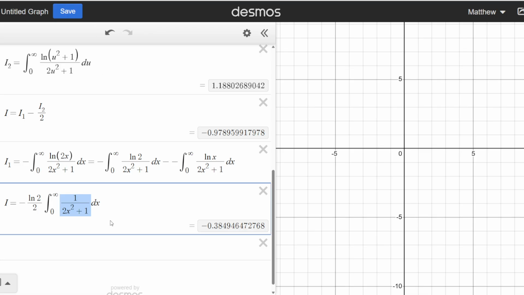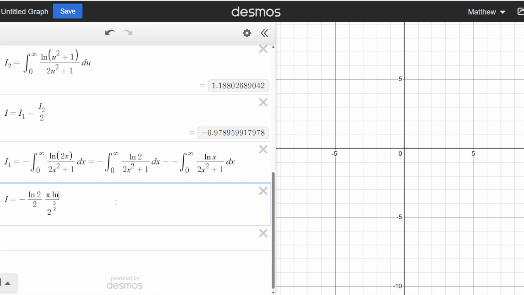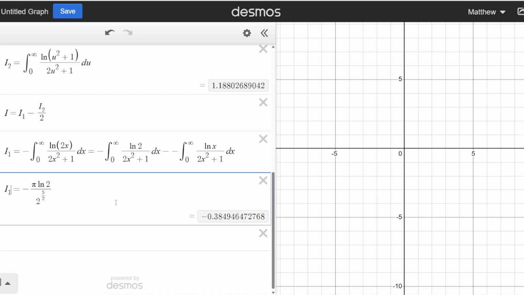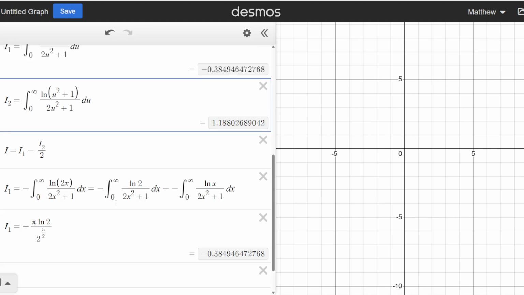All right, so let's just go ahead and replace that here. And you can see that's exactly the same thing. All right, this is going to make the denominator 2 to the 5/5, and we'll just have a pi natural log 2 to the 5/5 negative. All right. I'm sorry, this is not I, this is I1. All right, so we've taken care of I1. Now let's work on I2.